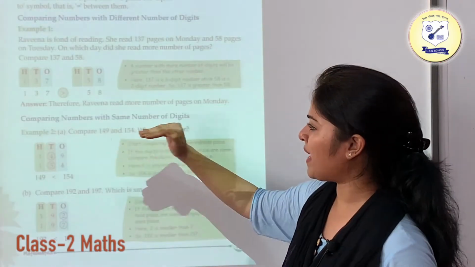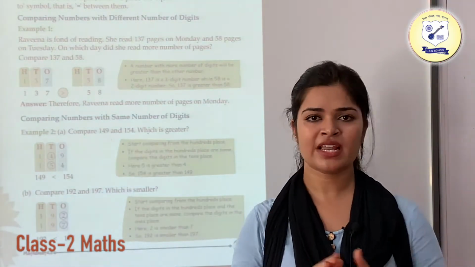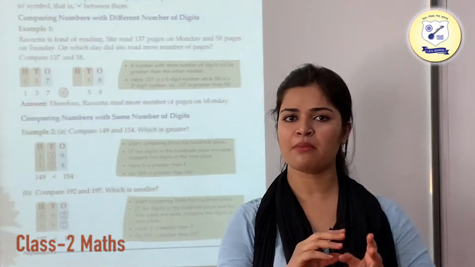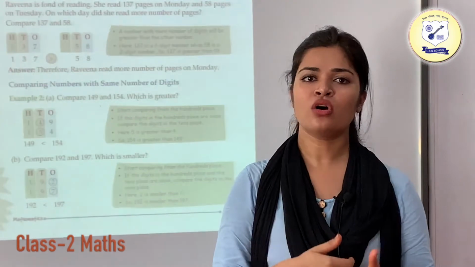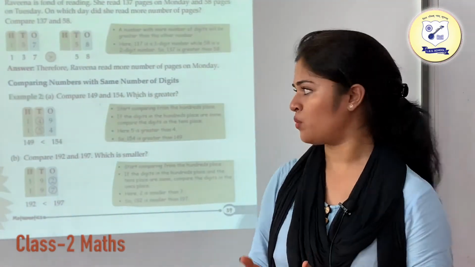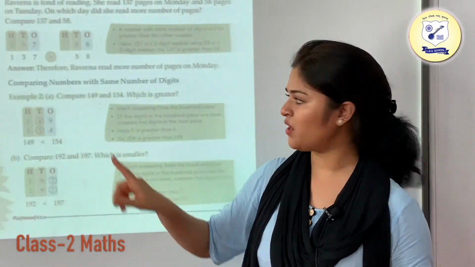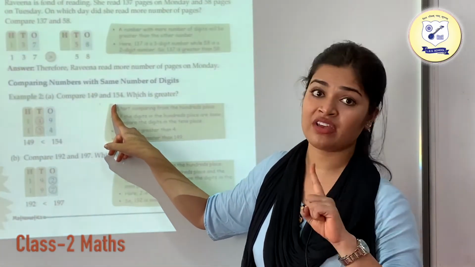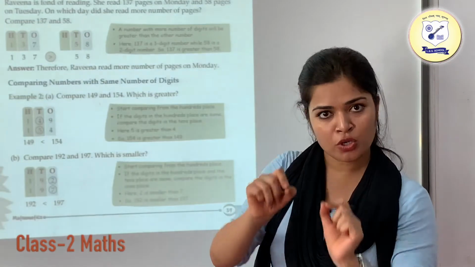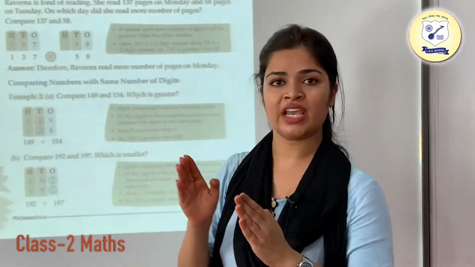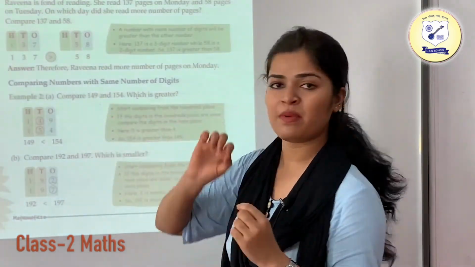now we are comparing numbers with the same number of digits. Suppose both numbers are either 2-digit or 3-digit numbers. Then what should we do? Let us compare 149 and 154. Here we have 3 digits and here also we have 3 digits. For that, first of all start checking from the hundreds place value.